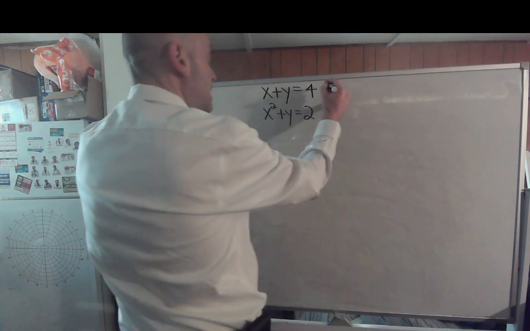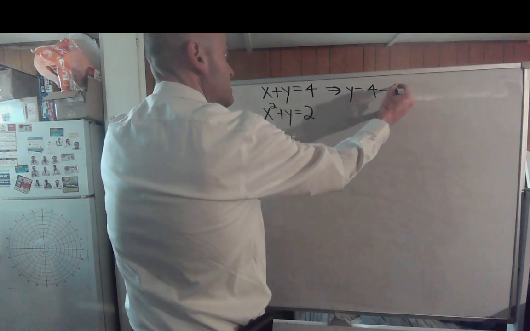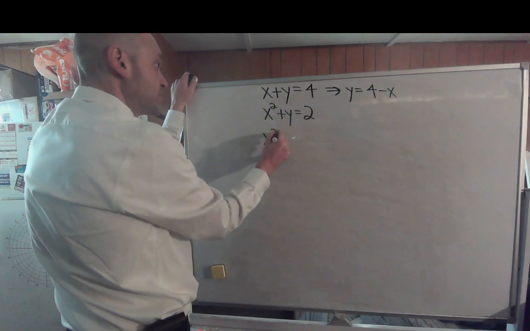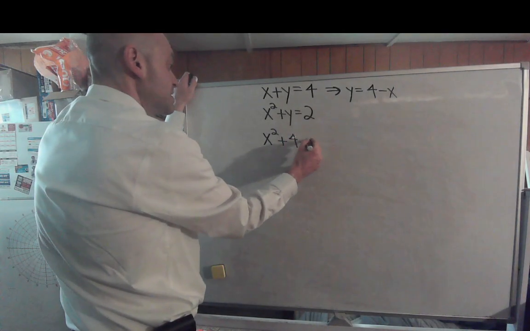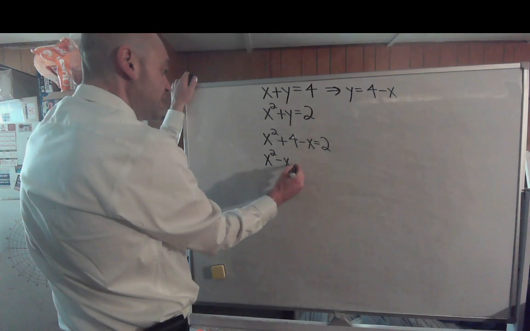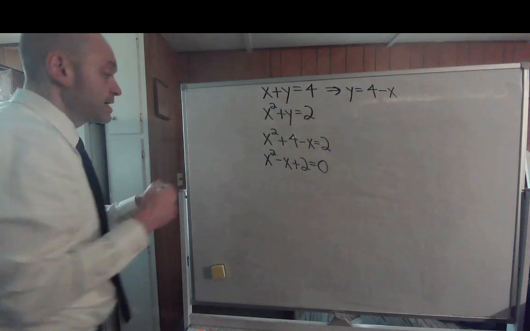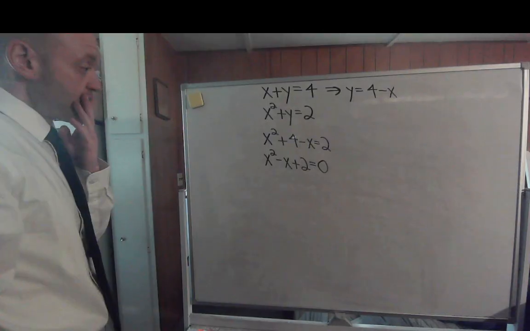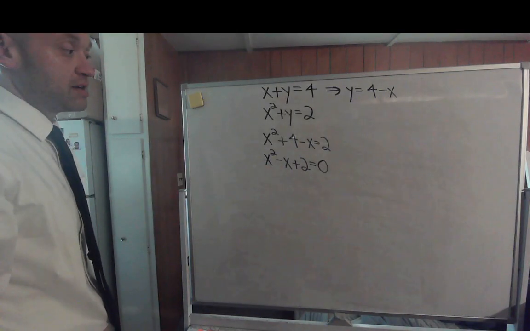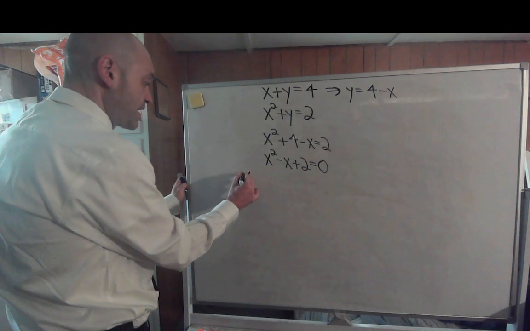Let's substitute for y. So that means y would equal 4 minus x. Now we'll stick that 4 minus x into the second equation. This would turn into x squared plus that 4 minus x equals 2, which would simplify into x squared minus x plus 2 equals 0. All right, well, if we look at this here, it almost looks like you could factor it, but we can't. It's not going to factor. You're actually going to just have to use the quadratic formula.